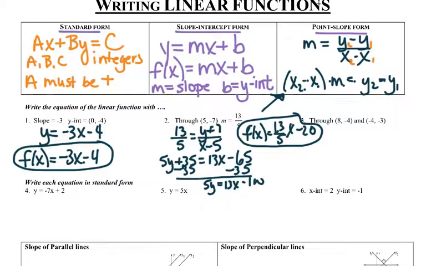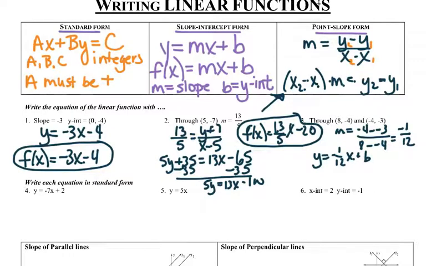If I'm just given 2 points, what do I have to find first? Right, I got to find the slope. So -4 minus -3 over 8 minus -4. So the slope is -1/12. Now I'll use y equals mx plus b. So I know it's y equals -1/12 x plus b.